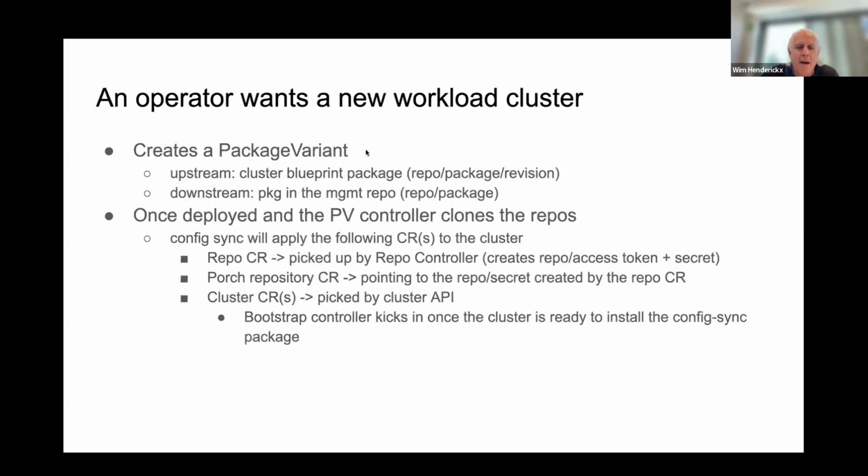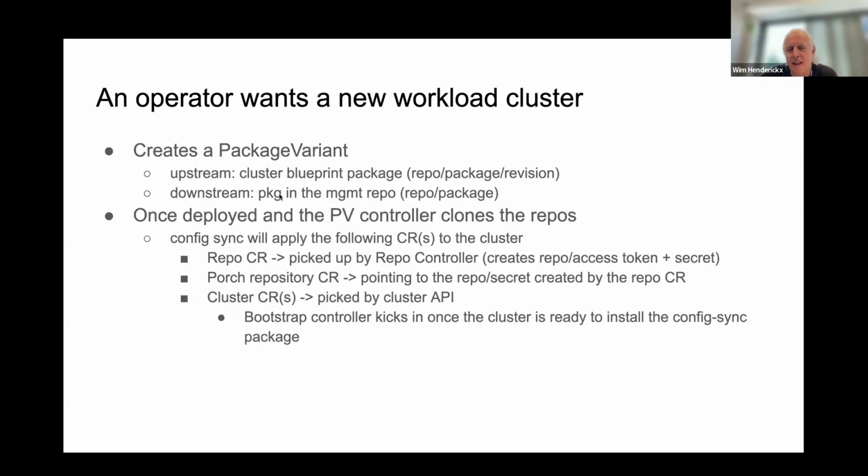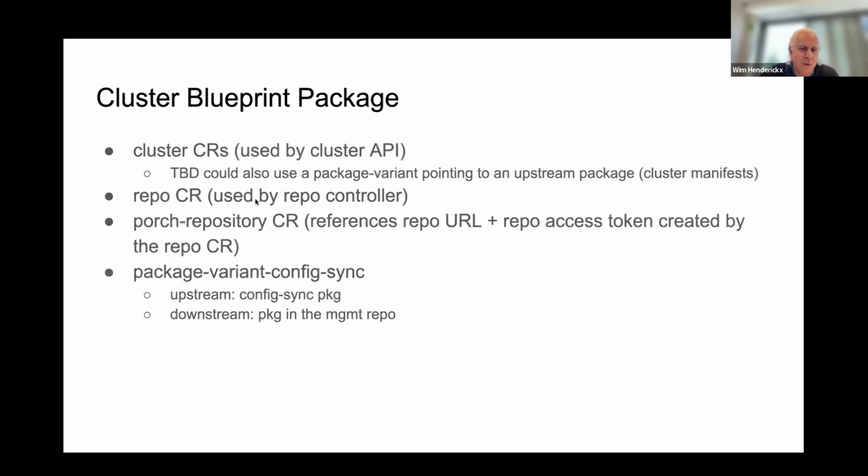But what will actually happen is when the operator wants a new workload cluster, he creates a package variant. Probably it will be a UI thing, I'm assuming, or he can directly clone it at that point. Yeah, clone it directly, whatever. So we reference this blueprint that you saw here, and you say deploy this on that management repo, and it somehow has a reference to a cluster name one way or another. Once this package variant does that, it will create another package variant for this cluster to be actuated, as well as this config sync.